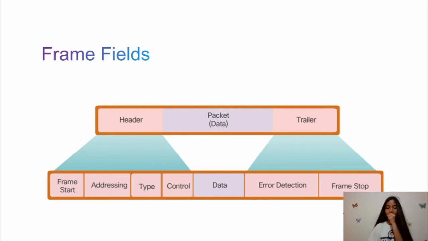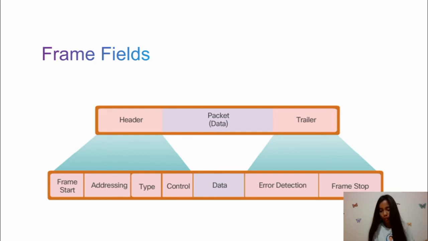For the frame start, it is used to identify the beginning and the end limits of the frame. And the addressing indicates the source and the destination nodes in every media. So we have the type, which identifies the layer 3 protocol in the data field.